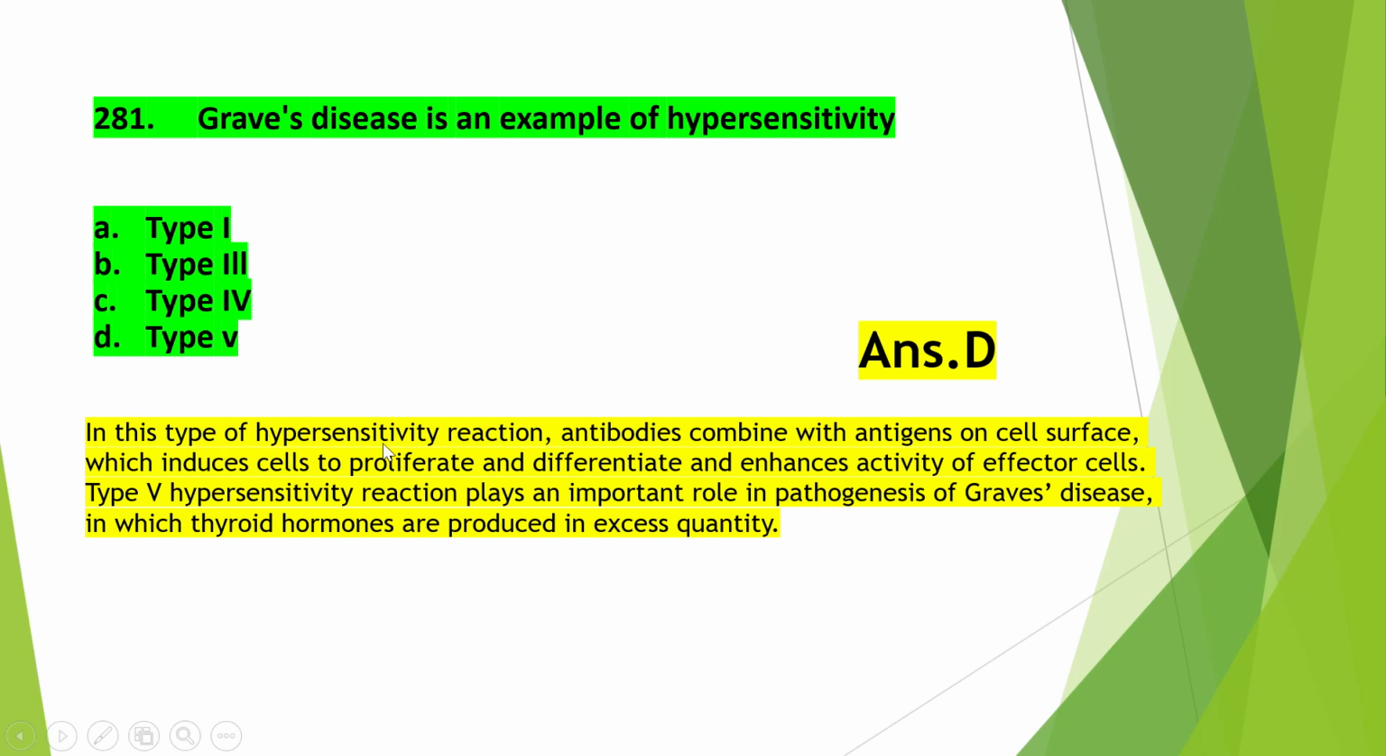In this type of hypersensitivity reaction, antibodies combine with antigens on the cell surface, which induces the cell to proliferate and differentiate and enhances the activity of effector cells. This type 5 hypersensitivity reaction plays an important role in the pathogenesis of Graves disease, in which thyroid hormones are produced in excess quantity, which shows as hyperthyroidism.